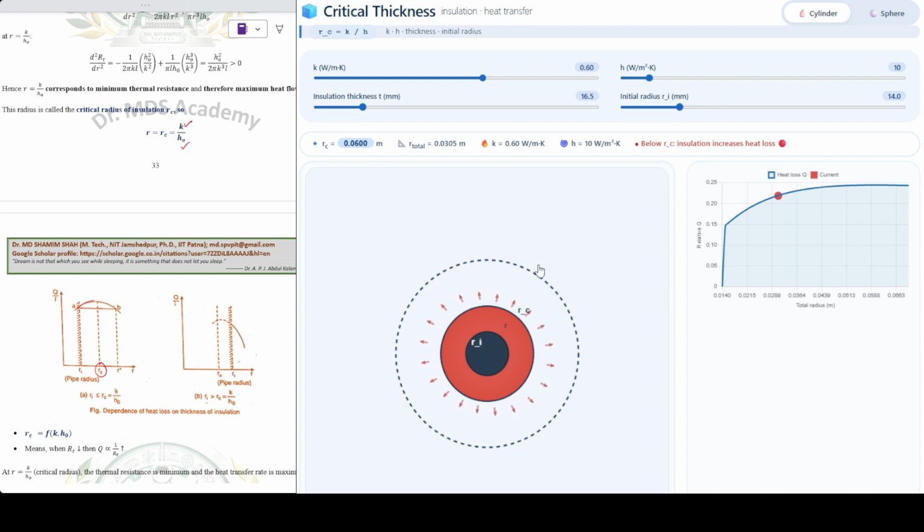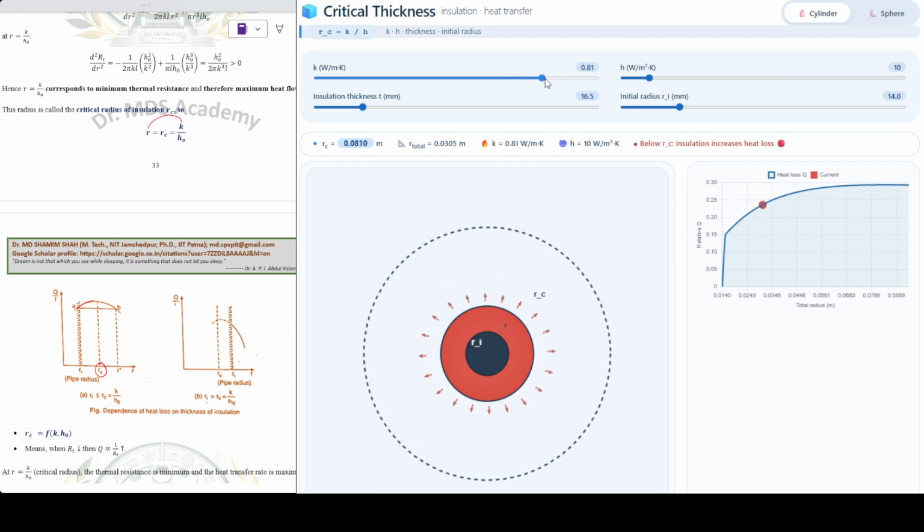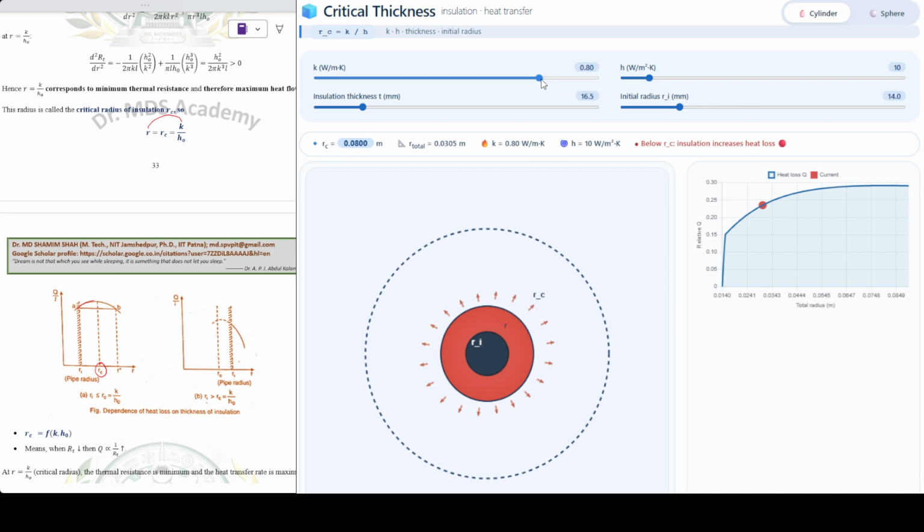In the animation, what is the dotted line showing? The dotted line shows the critical radius. Since we know that RC is directly proportional to K, more is the K, more is the RC, or less is the H naught, more is the RC. So you can play with it. More is the K, more is the RC you will get. See the value, similarly in the graph you will be getting values.